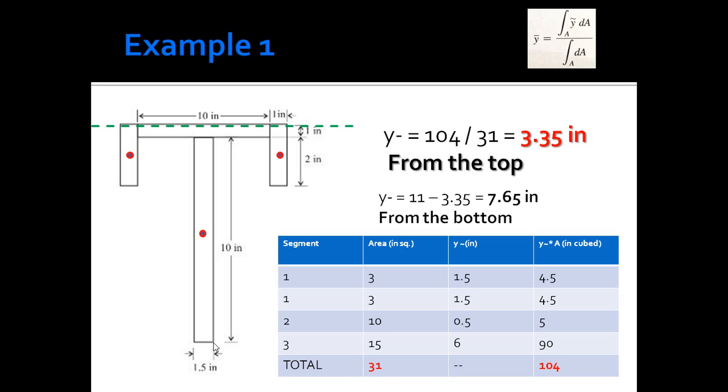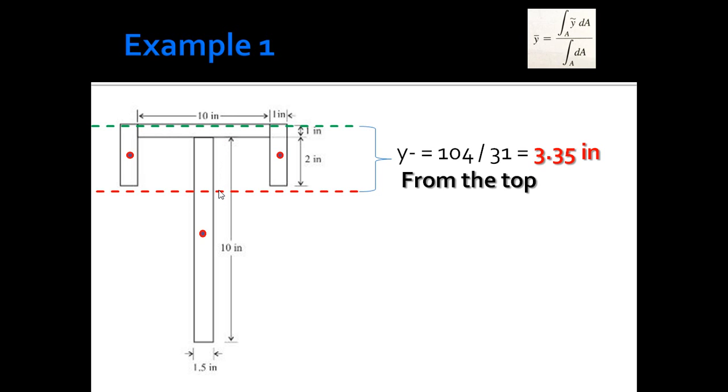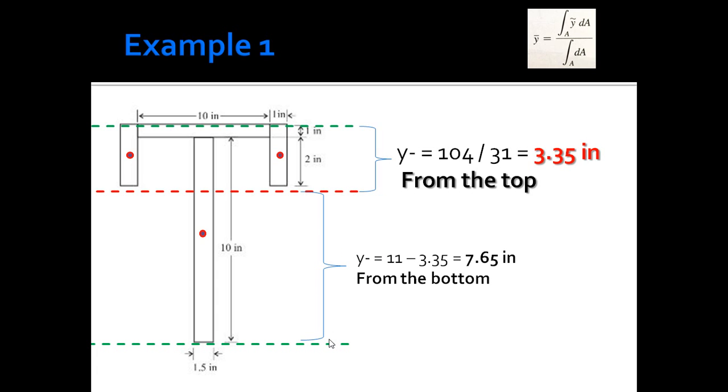You could also find it from the bottom by simply doing the entire length of the body, which is 10 plus 1 inch, 11 inches, minus 3.35, and you'll get 7.65 inches from the bottom. So as you can see, we started here and we found that our center from the top is located at 3.35 inches below the top. And then if we start from the bottom, we realize that it is located 7.65 inches from the bottom.